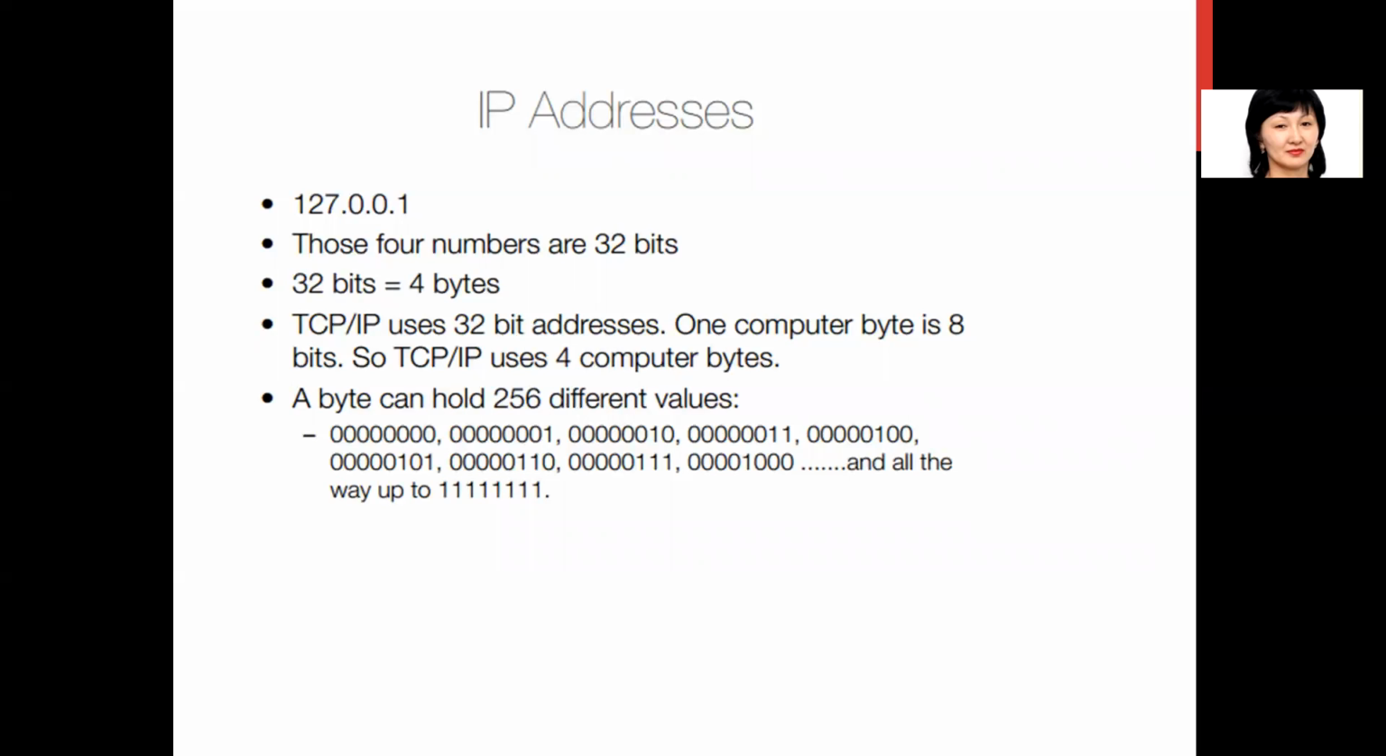IP addresses are divided into four sections, separated numbers like 127.0.0.1, and those four numbers include 32 bits. 32 bits is equal to 4 bytes, and the Transmission Control Protocol and IP protocol use 32-bit addresses. On a computer, a byte is 8 bits.